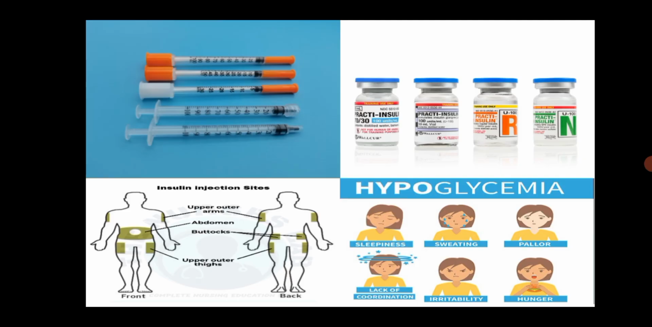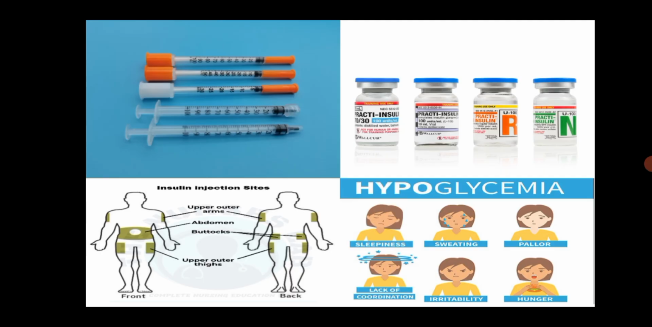So all these can be signs of hypoglycemia. Then how do you manage this hypoglycemia? If the patient is conscious, you can give glucose. You can also give juice or sugary drinks. But in an instance where your patient is unconscious, just give IV dextrose and also glucagon injection. That can help.